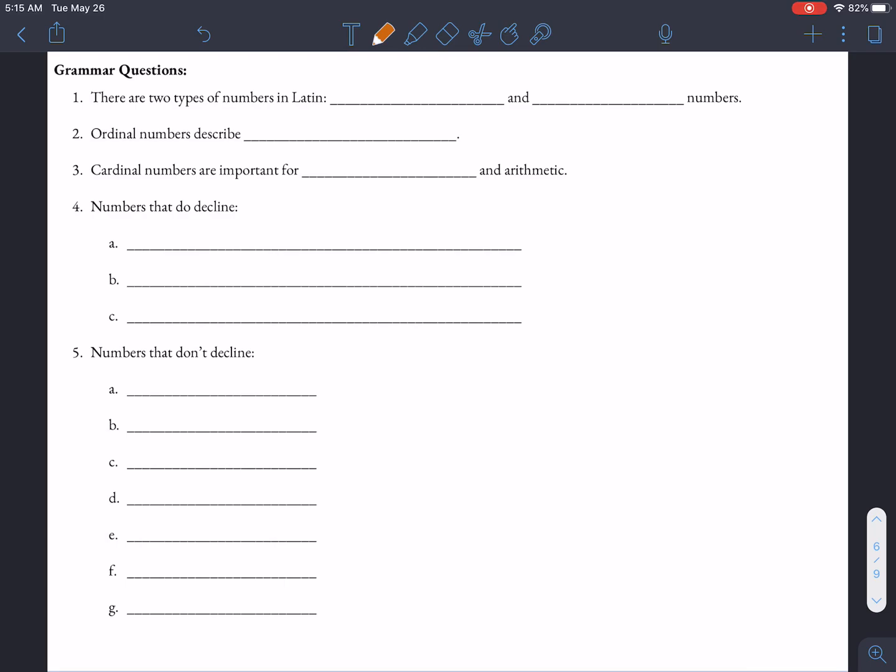Now we have the grammar questions, as usual. All right, so what did we learn so far? Number 1. There are 2 types of numbers in Latin. What are they? They are the cardinal numbers and the ordinal numbers. Number 2. Ordinal numbers describe rank or order, while cardinal numbers are important for counting and arithmetic.